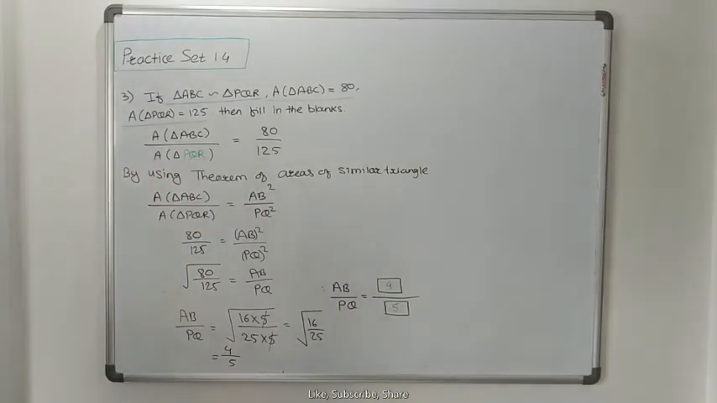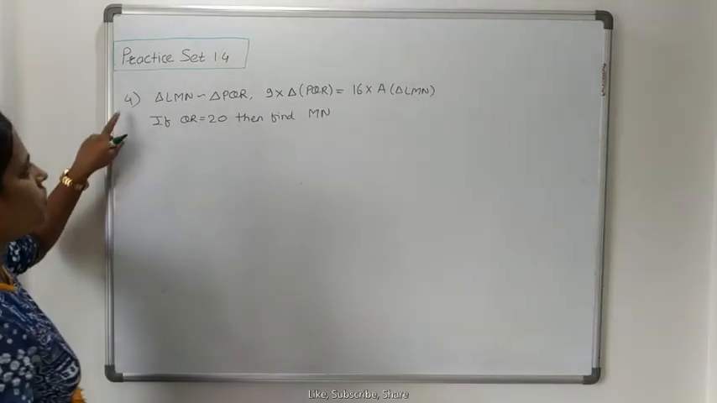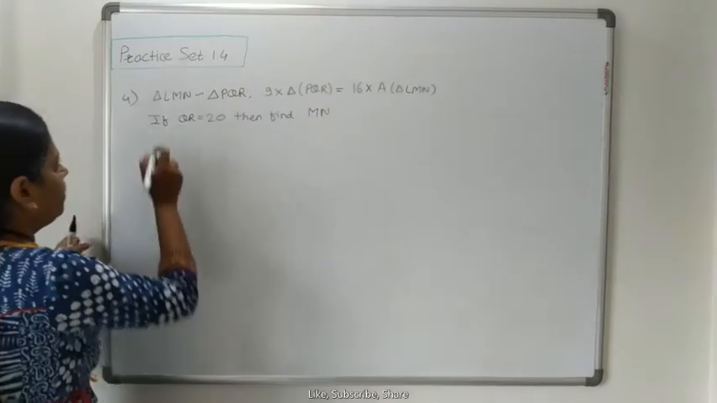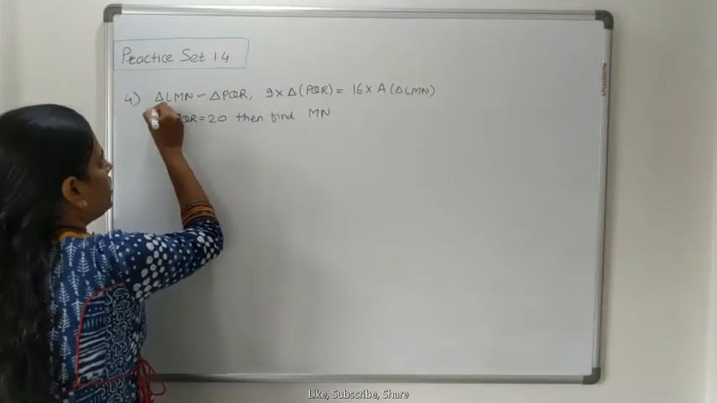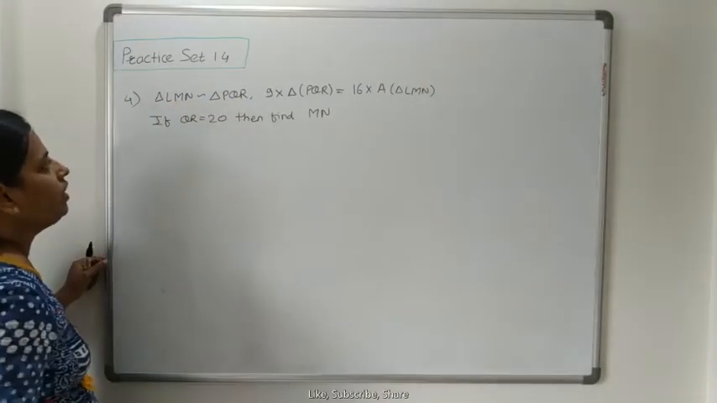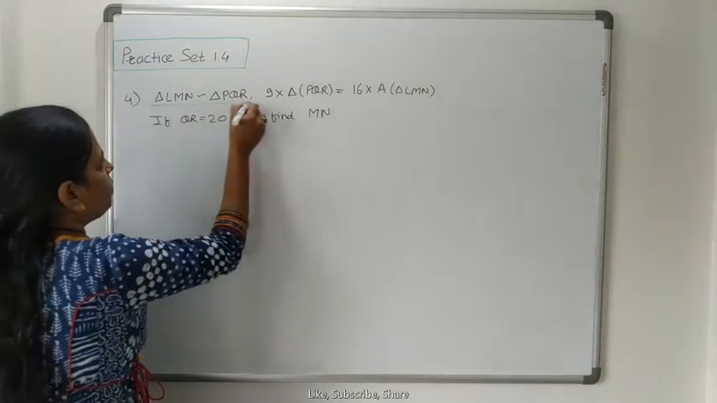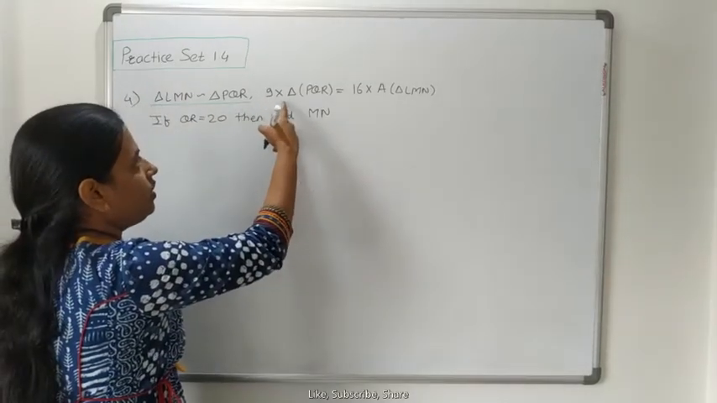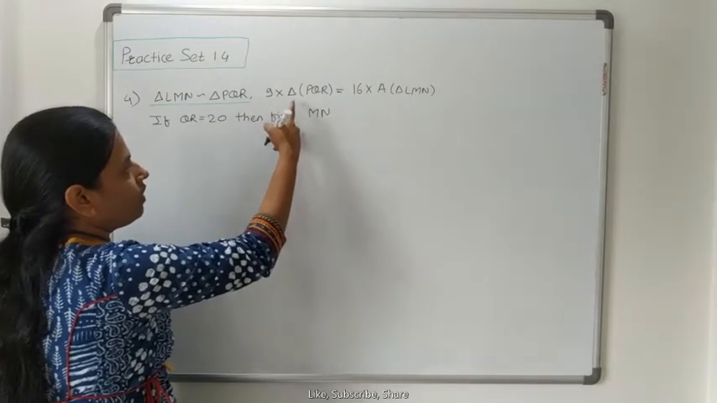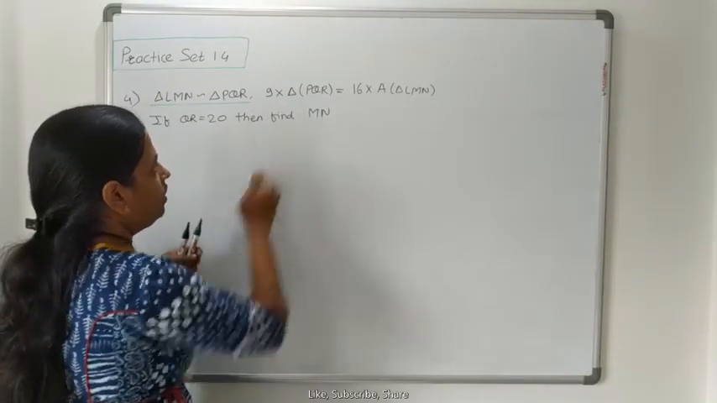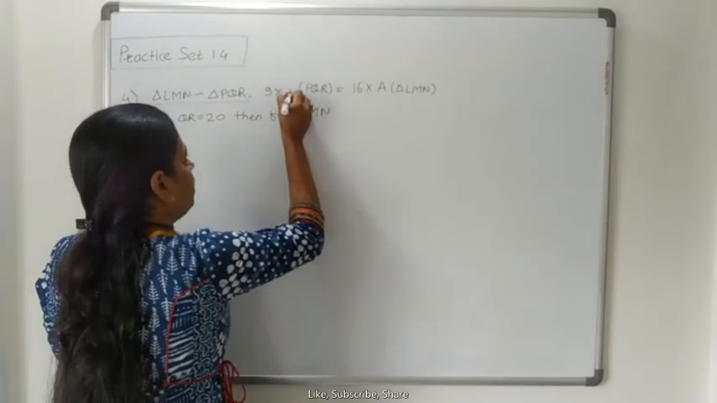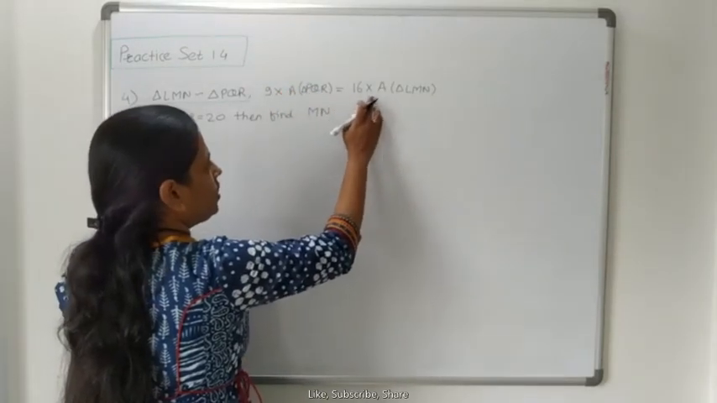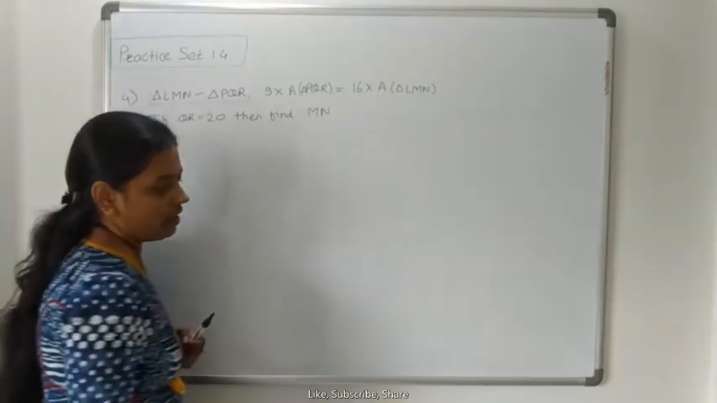That's question number 4. Next question, question number 4. Triangle LMN is similar to triangle PQR. Okay, triangle LMN is similar to triangle PQR. Then the next thing given here is 9 into area of triangle PQR is equal to 16 into area of triangle LMN.